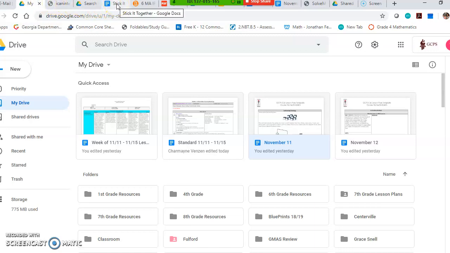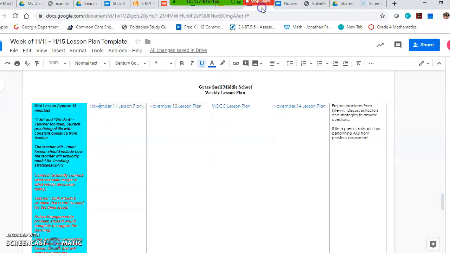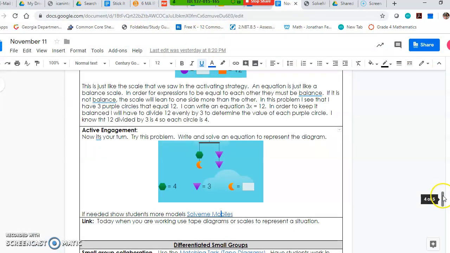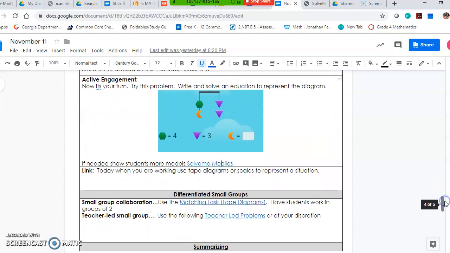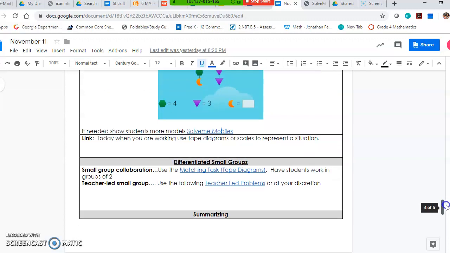All right. I always have a bunch of tabs open. Let me see if I can find where we are. Okay, we are here. So that was your active engagement.